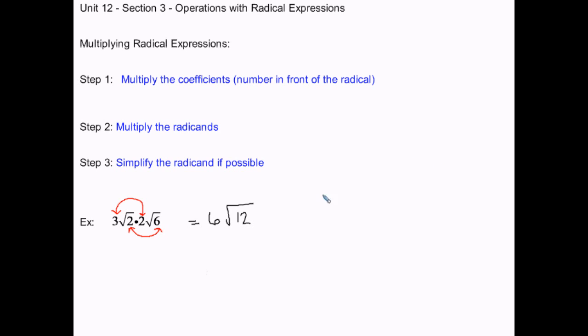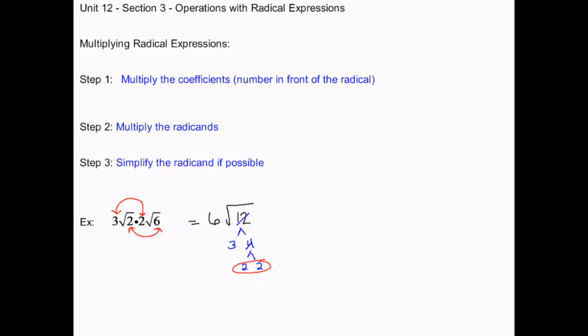Now 12, I can factor, and that gives me 3 times 4, and 4 is 2 times 2. 4 is a perfect square. So that 2 can come out. The 6 doesn't go away. There's a 2 there. The 3 has to stay behind. And so in perfect simplified form, 3 times the square root of 2 times 2 times the square root of 6 ends up giving me 12 times the square root of 3.